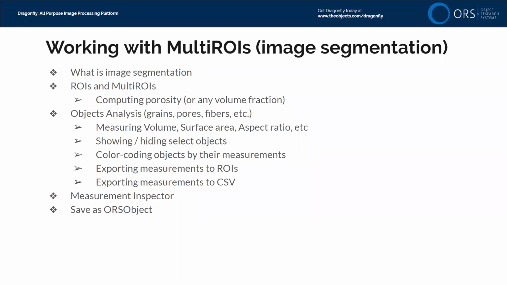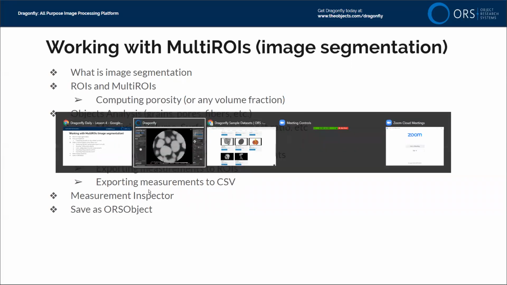We're going to see how you can show or hide selected objects. We're also going to show very easily how you can color code your objects by measurement. We'll show you how you can export these measurements to ROIs or to other ROIs. You'll see what I mean when we get there. We'll also look at exporting measurements to a spreadsheet, to a comma-separated values data structure. And we may touch briefly on measurement inspector, and as always, we'll save our data as ORSObject. That's the roadmap for today. Now let's get back into Dragonfly.